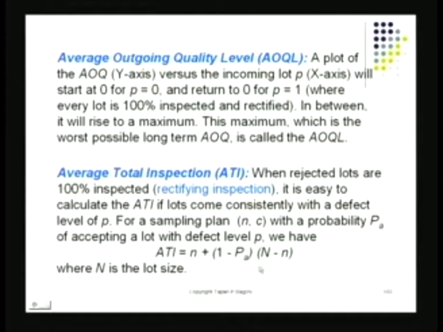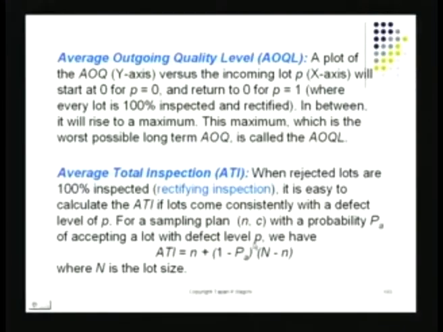Now, what is this a function of? It's a function of PA. N is fixed, big N is fixed, this is fixed. But this PA depends on P. P is your lot quality. P is your quality of the input material. So little p determines PA, and therefore ATI is also dependent on PA. So it's not really true that this ATI will remain a constant number as you're applying a sampling plan.